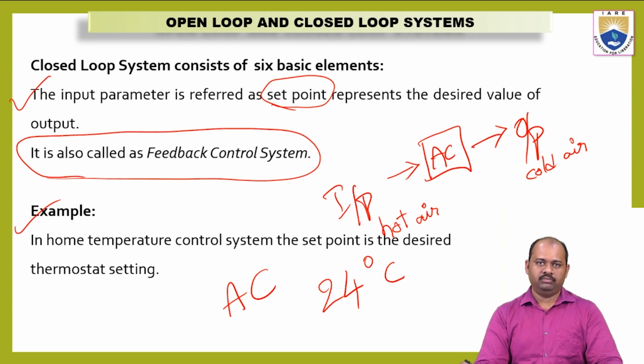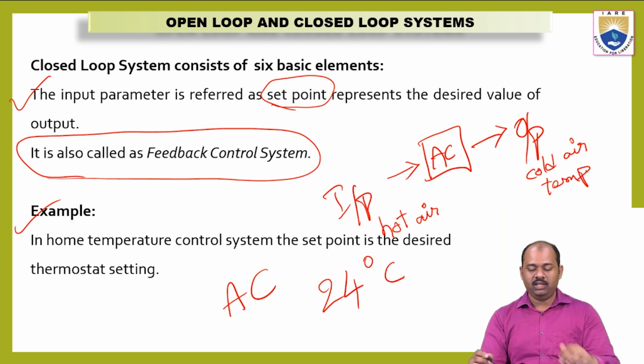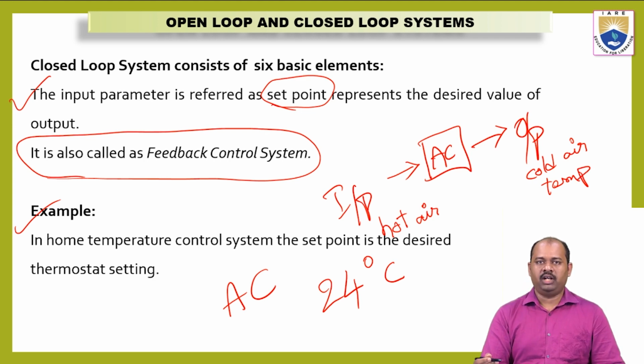Now, if I don't have a feedback system, that means if I don't know what the cold air temperature is, then I will keep on cooling the air. I will continuously blow the air into the room. The room will get more and more cooler, which is not required for a human being staying in the room, because if the temperature is below the required room temperature, we will feel some discomfort and we will feel very cold.